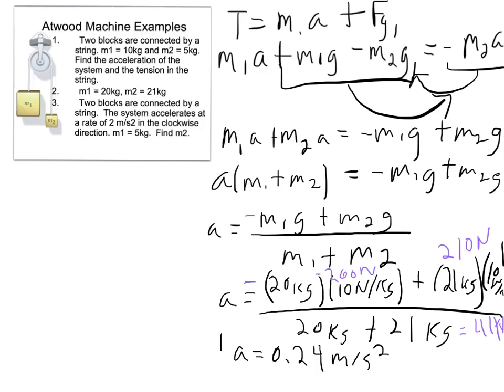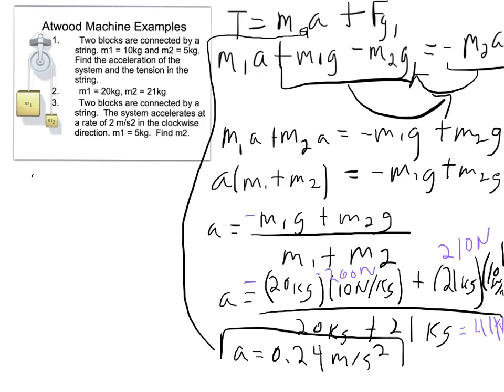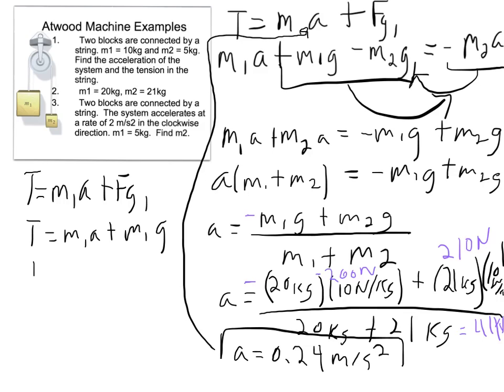I found the acceleration. Now the problem also asks me to find tension, so I can sub this acceleration in for the acceleration up here and find the tension. T equals M1A plus FG1. T equals M1A plus M1G. That's the same as FG1.